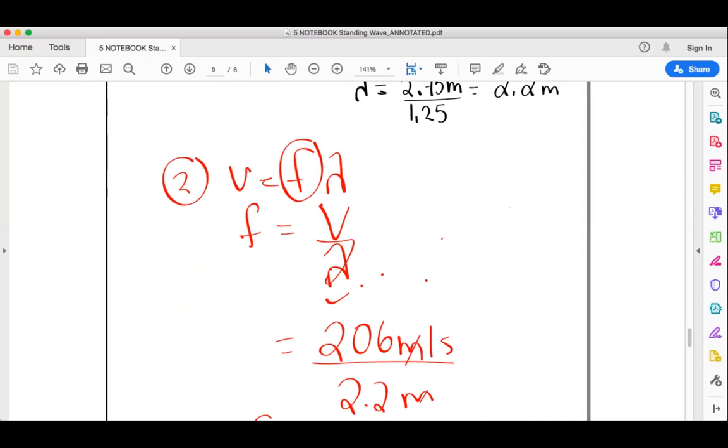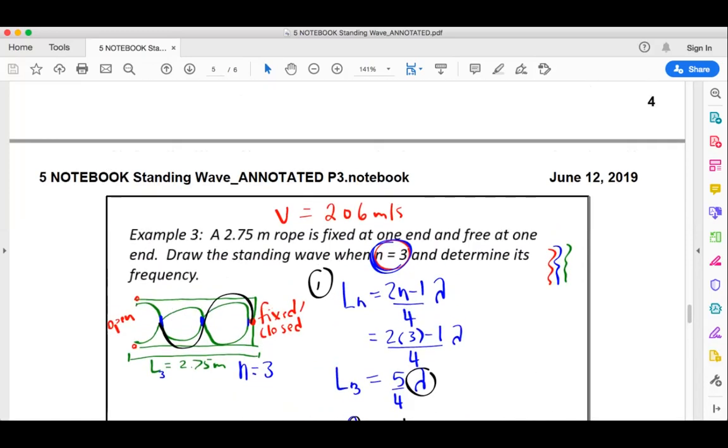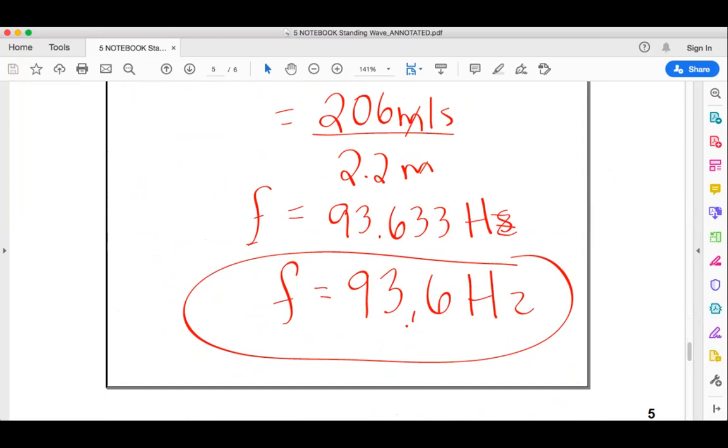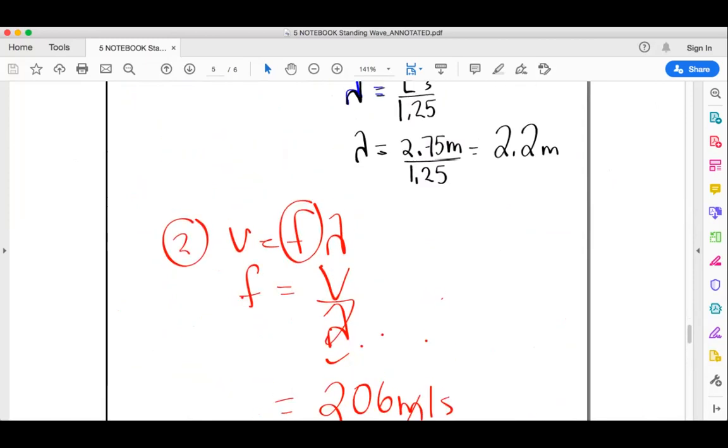And then we have lambda, and we want to find F. Oh, why do we have V? We have V because we're gonna give you this number, 206 meters per second. I would either give you the temperature of the air in this example, or I would give you the speed of sound. So you do speed of sound divided by the wavelength that was calculated. Don't round it early. And for frequency, you get 93.6 hertz.